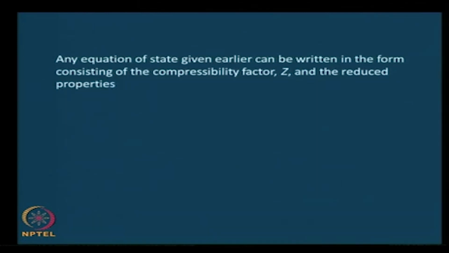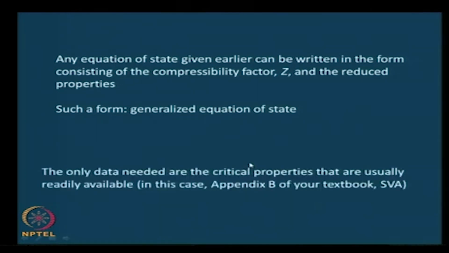It so happens that any equation of state can be written in terms of the compressibility factor and reduced properties. If it is written in that form, it is called the generalized equation of state. And in such a case, the big advantage is the only data that one requires to use that equation are the critical properties that are usually found in tables, such as the one that is available in your textbook.